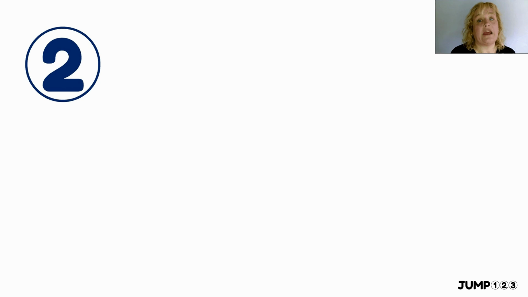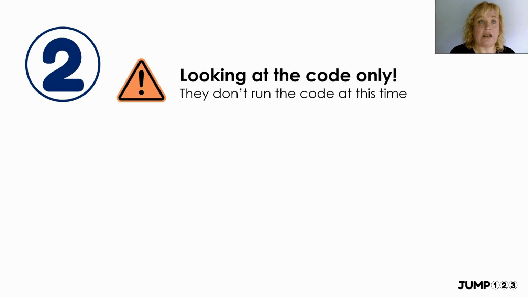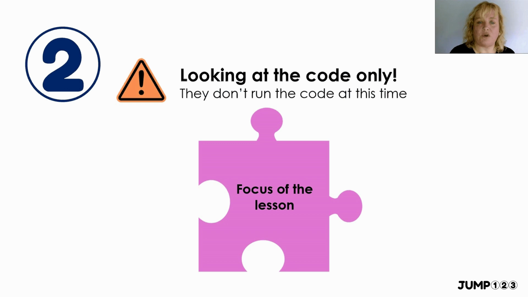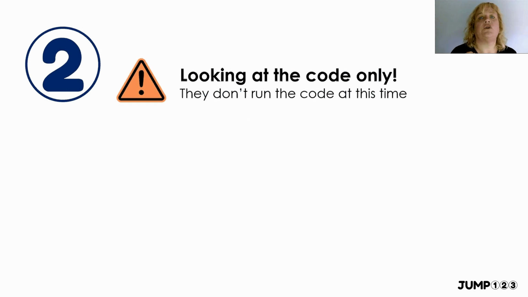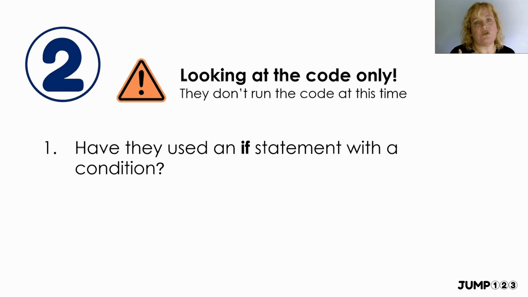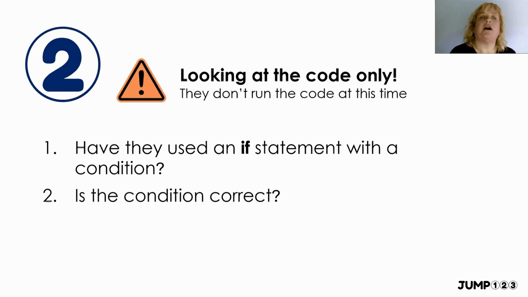Level 2, again looking at the code and not running it yet, is focusing on the focus of the lesson. So here the questions might be, have they used an if statement with a condition? I don't just want them to write if, colon, I want if and a condition. Is the condition correct? Then they would need to really think about whether it is correct for the type of output that they've chosen. So are they doing greater or equal to 50, or less than 50, in which case the pass or fail messages might be swapped around? Is the condition correct for the output that they're wanting to produce?